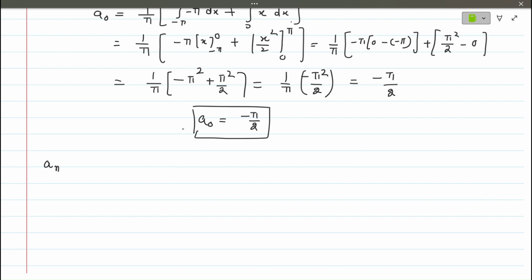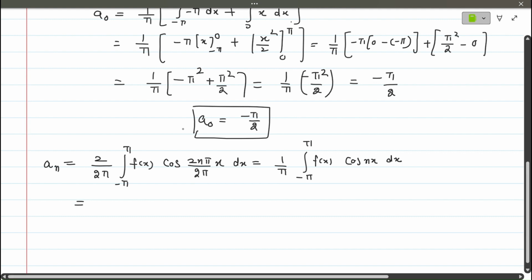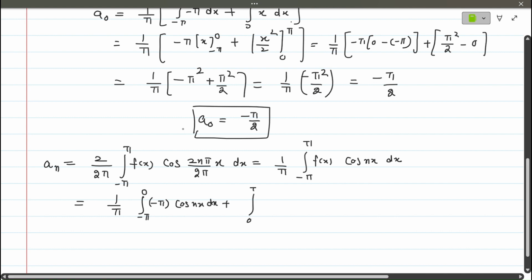So now calculating a_n, which is equal to 2 divided by (b minus a), which is 2 pi, integration from a to b, which is minus pi to pi, f(x) cosine of 2n pi divided by (b minus a), which is 2 pi, x dx. So this expression becomes 1 divided by pi integration from minus pi to pi f(x) cos of nx dx. Again we will split this interval from minus pi to 0 and from 0 to pi. From minus pi to 0, f(x) is equal to minus pi, cos of nx dx, and from 0 to pi its value is x cos of nx dx.